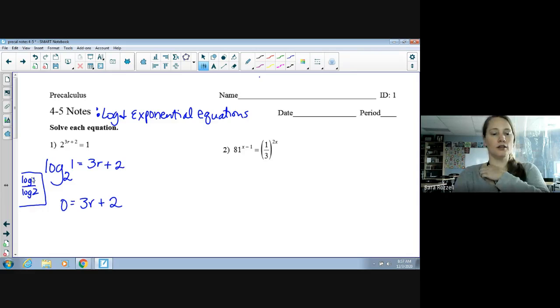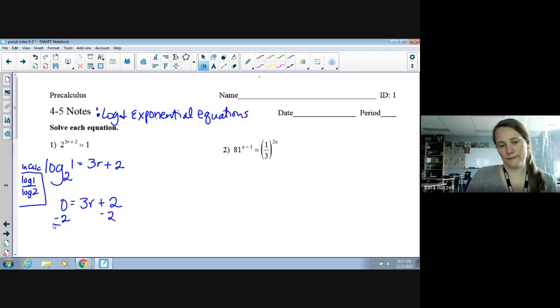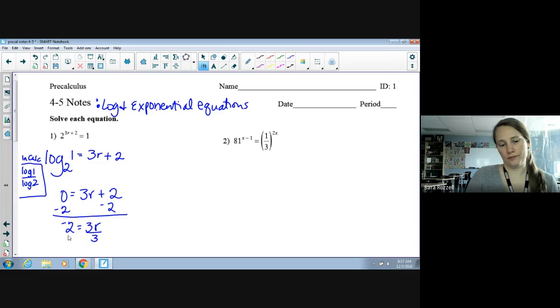Okay? So just a reminder, that's how this goes in the calculator. And if you type that in the calculator, you're going to get 0. So we have to evaluate that. And now it's just a two-step equation. So everybody at this point, you're solving for r. We'll subtract 2 on both sides. We get negative 2 equals 3r, and then divide by 3. So r equals negative 2/3.